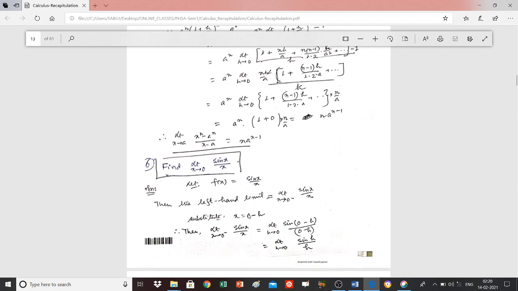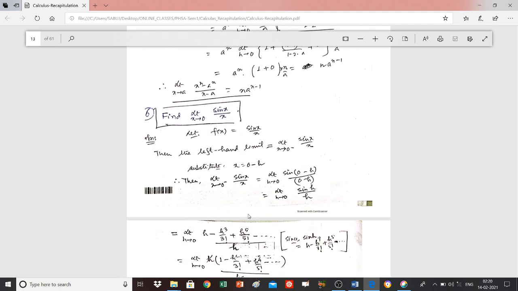Now come to another example: the limit as x tends to 0 of sine x by x. Here also think of the substitution x is equal to 0 minus h. In this case, if x tends to 0 minus, then h tends to 0. Then the left hand limit as x tends to 0 minus of sine x by x can be written in this way.